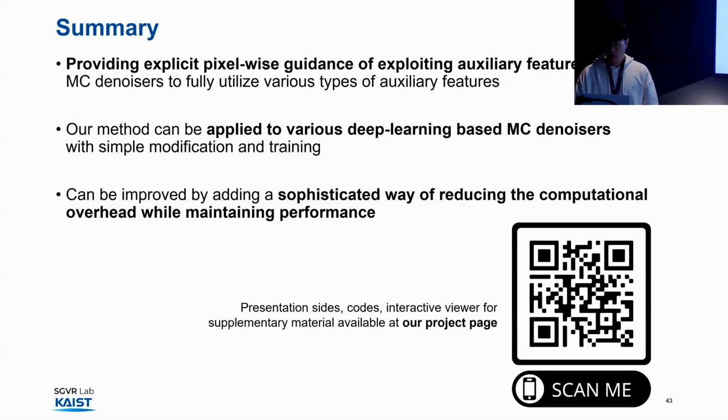So I would like to finally summarize my presentation. Our work proposed a denoising framework that provides explicit pixel-wise guidance of exploiting auxiliary features, which can enhance various denoisers to utilize various types of auxiliary features. And our work can be applied on various deep learning-based denoisers, which we can plug into our framework with a simple modification and training. And our work can be improved with sophisticated pruning and sampling methods for reducing the computation while maintaining the performance.